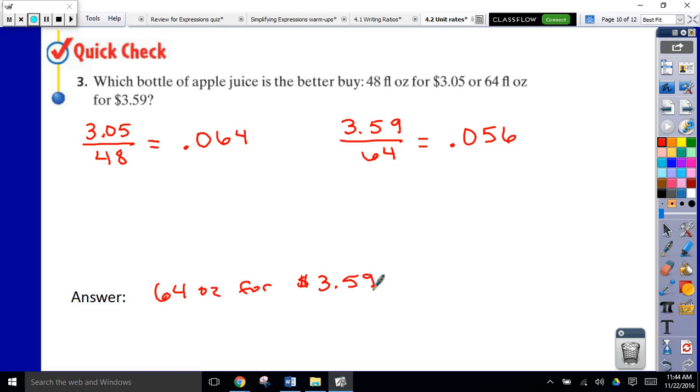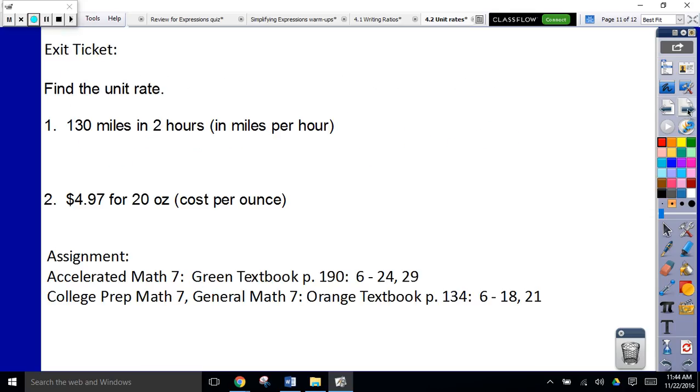Okay, exit ticket, let's see, we have plenty of time, so on the exit ticket, I'm just going to come around and check this. And your assignment is, of course, the accelerated math 7 assignment. This is in your textbook.